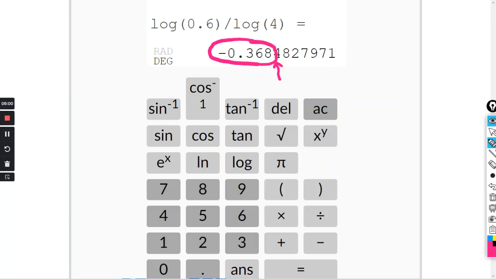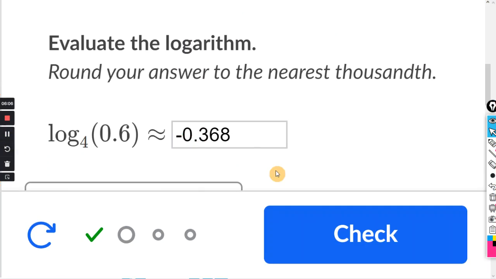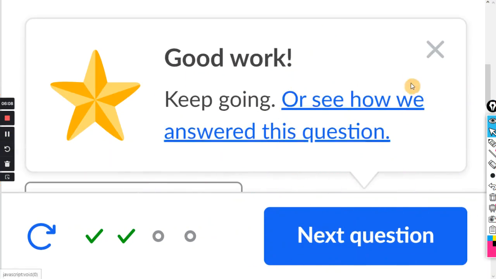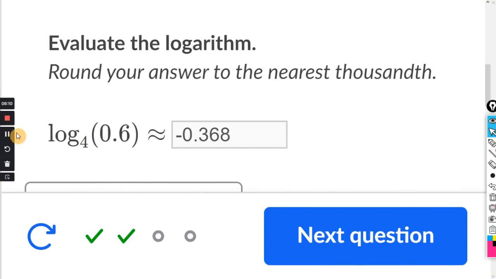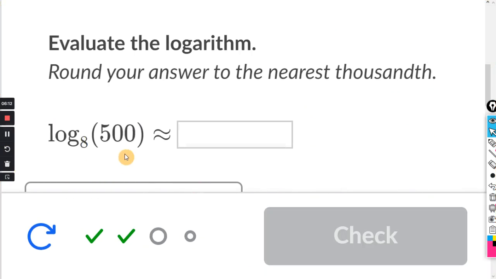Negative 0.368. So just enter that in the box. All right, so that's it. I think these are basically all the same. Just use your change of base formula. Remember, the base is always on the bottom.